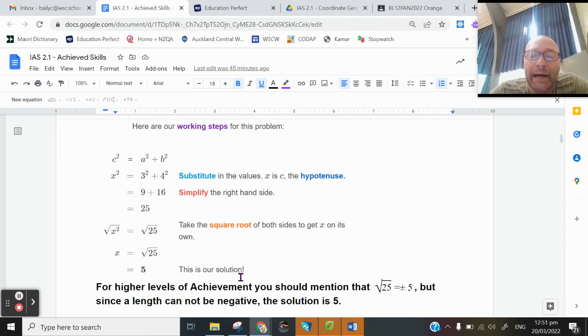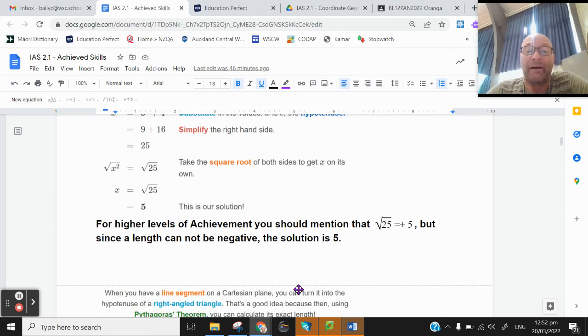Now, if you're working towards higher levels of achievement, and I hope you are, you want to mention that the square root of 25 is not just positive 5, but also negative 5, because what's a negative times a negative? Very good. That's a positive. So for higher levels of achievement, you're going to want to also say that the square root of 25 was positive and negative 5, but since the length cannot be negative, the solution is 5.